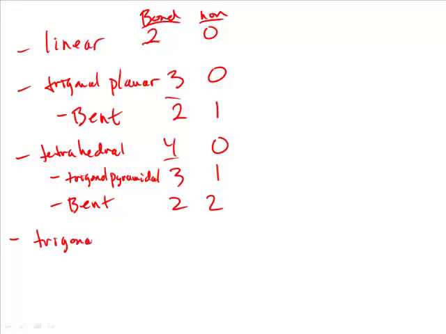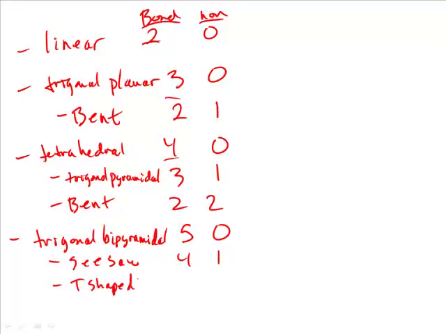Once we get to 5, it's the trigonal bipyramidal, and that's with 5 bonds and no non-bonding pairs. And then within that, we have the seesaw shape, which is 4 and 1. We have the T shape, which is 3 and 2. And then we have the linear shape, which is 2 bonds and 3 non-bonding pairs.